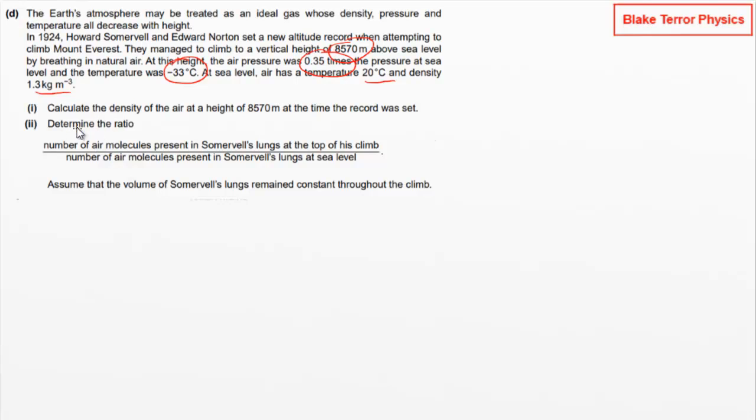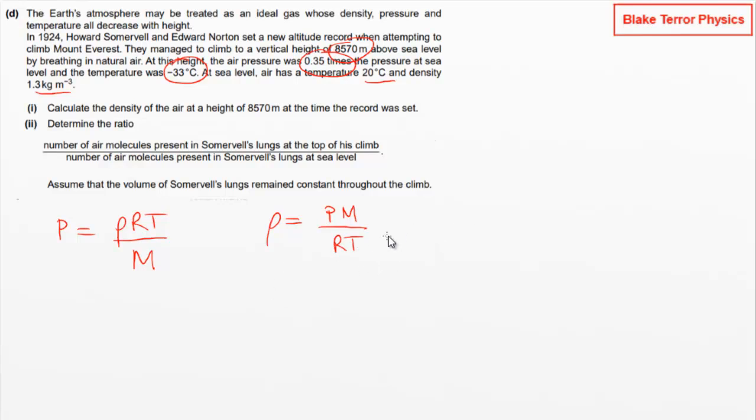Okay, so let's see what they're asking. We might have to go back into all those sentences. Calculate the density of the air at that height at the time it was set. Right, so we just worked out on the previous part that P was equal to rho RT over capital M. So we want to get density. So we're saying that density is P times M over R times T.